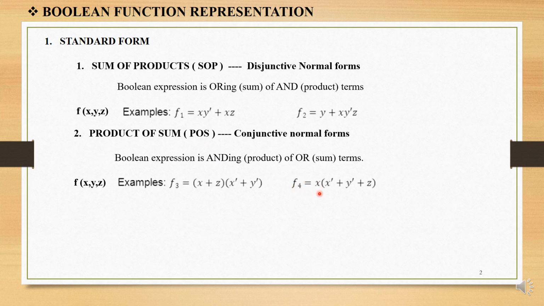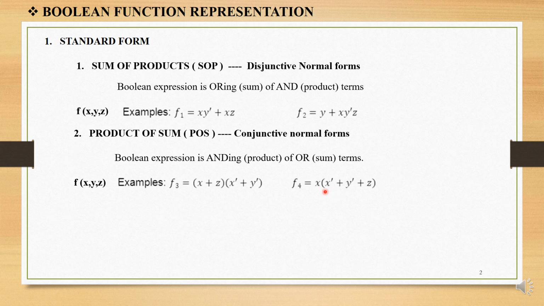F4 equal to x dot x bar plus y bar plus z. So here how many sum terms can we find? We can find two sum terms. x is also considered as a sum term because x or, that is, x plus 0 will be equal to x itself. So I'll consider this also as a sum term, and the second sum term is x bar plus y bar plus z.